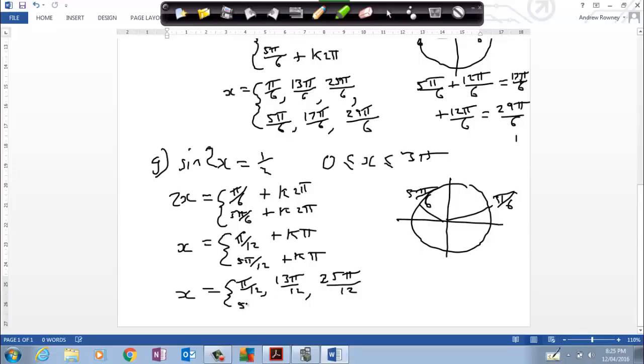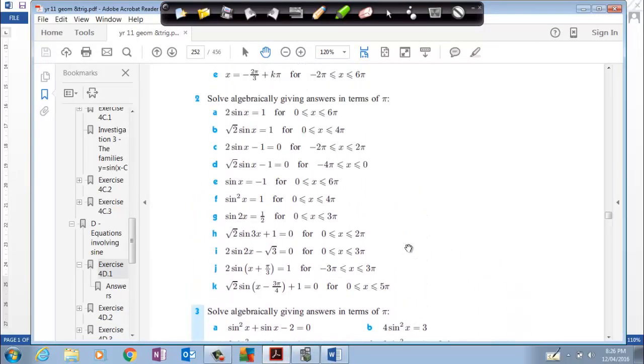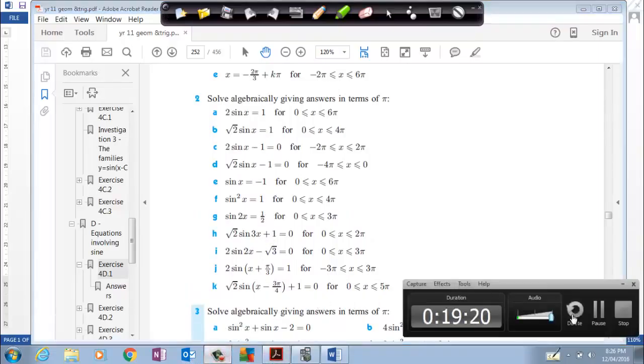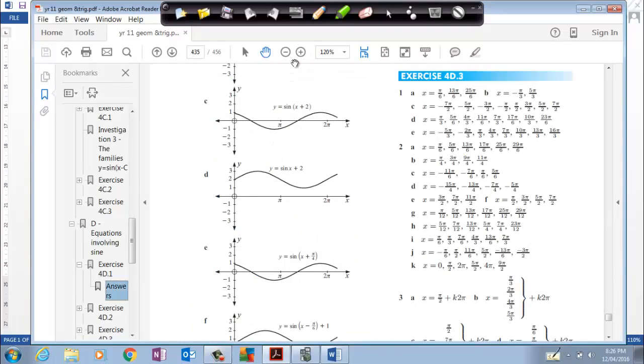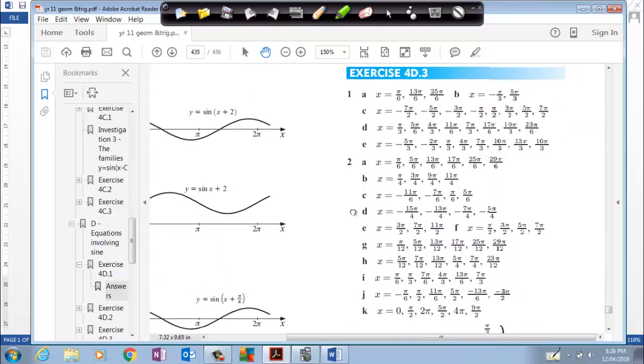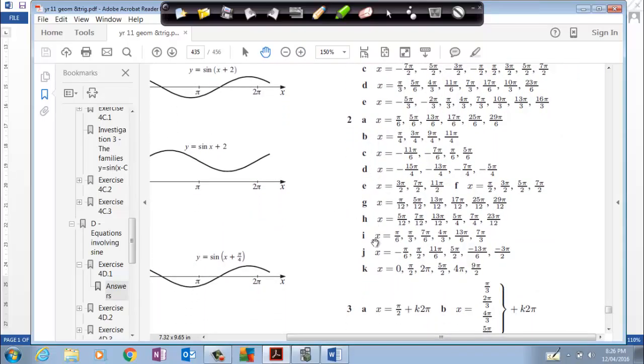And down the bottom we have 5 pi on 12. Once again, add on 12 pi on 12, and we'll have 17 pi on 12. And if you add on another 12 pi on 12, it will be 29 pi on 12, and stop there. So we get 6 answers solving that equation. Okay, now you try the others, and you can pause it and then come back for the solutions. And here are the solutions for 4D3, question 2, A through to K.